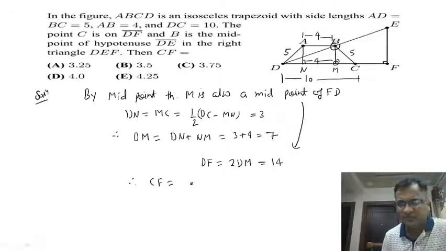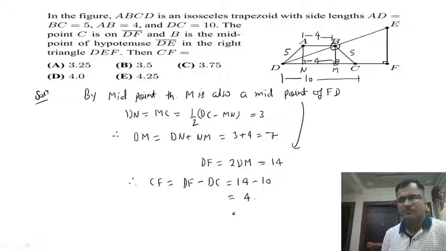We can write CF equals DF minus DC. DF is 14 and DC is 10. Therefore, the length of CF is clearly 4.